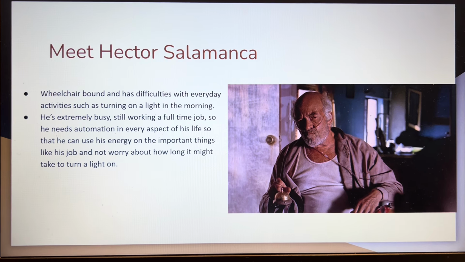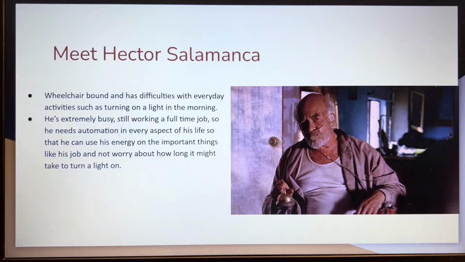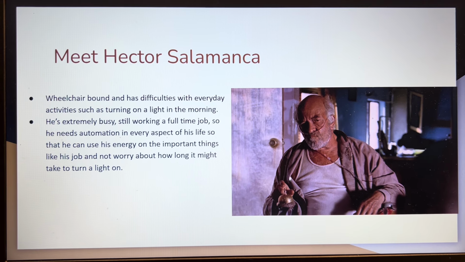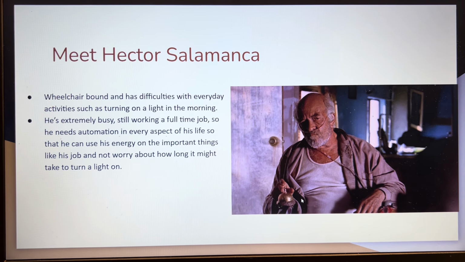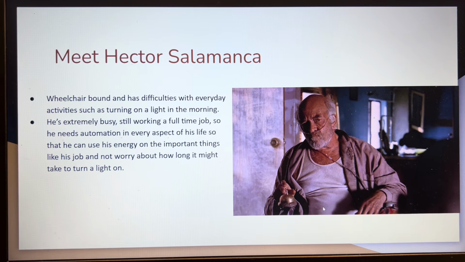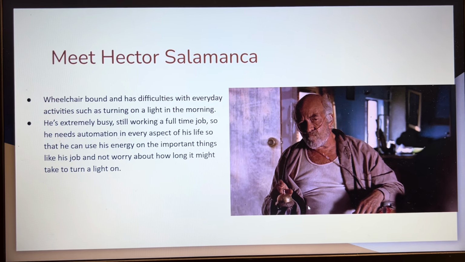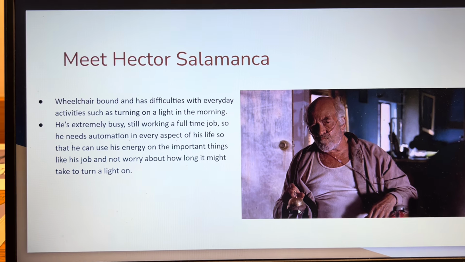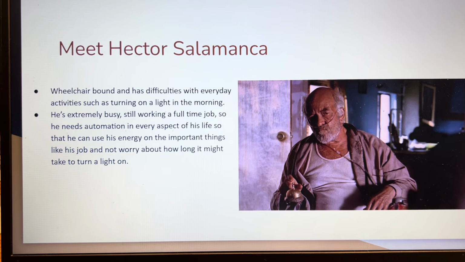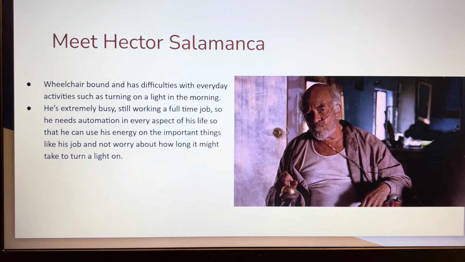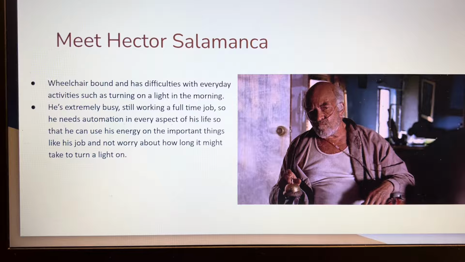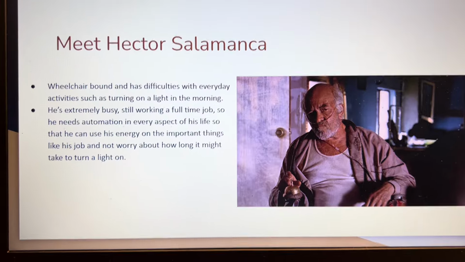If you don't know, he's a Breaking Bad and Better Call Saul character, and job aside and everything, one thing about his character for most of the shows is that he is wheelchair bound and has difficulties with everyday activities. These can include things as simple as making breakfast, but what I'm looking at is something even simpler, which is just turning on a light and having it be the brightness that you want, which is something very simple for us, but for someone that has some accessibility issues, this is not as easy.